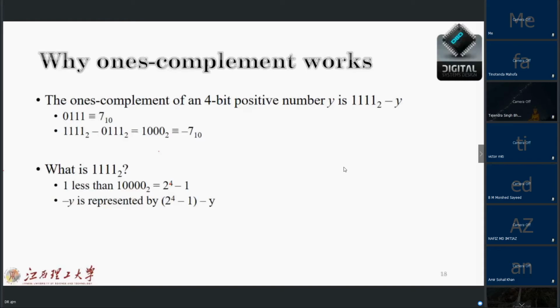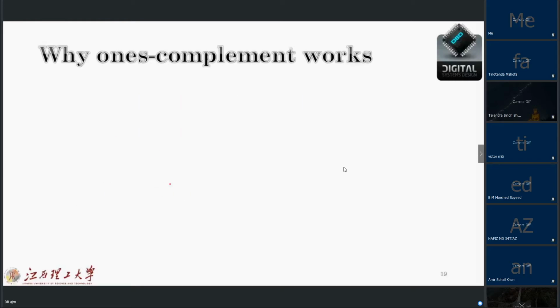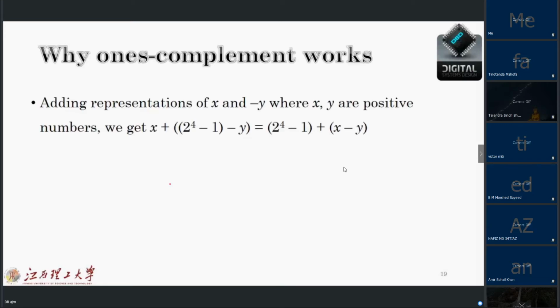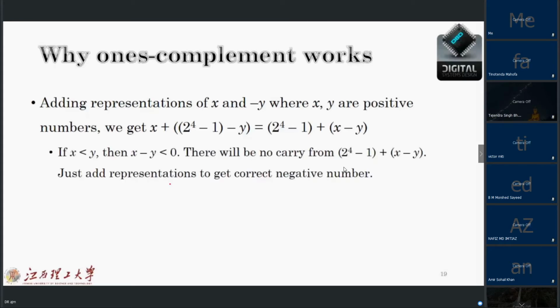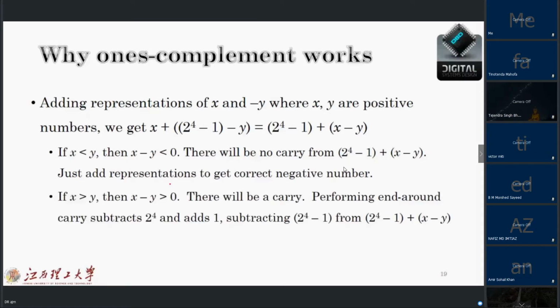And we have a mathematical proof which shows that if x is less than y, then there will be no carry from 2 to the power 4 minus 1 plus x minus y. And then we just add some representation to get the correct negative number. We can say that if x is greater than y, then x minus y is greater than 0. Then there will be a carry, and performing the end-around carry, we subtract 2 to the power 4 and add 1, from 2 to the power 4 minus 1 plus x minus y.